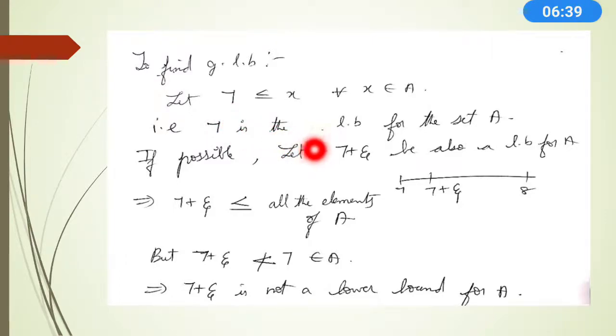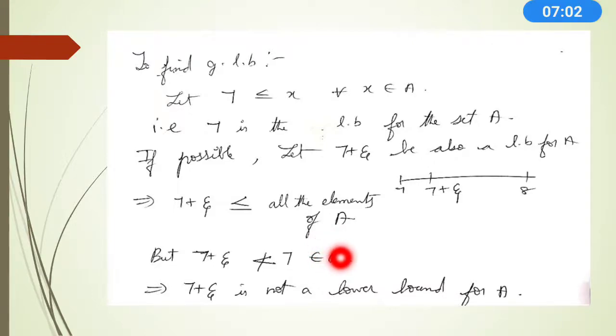Suppose there exists 7 plus epsilon to be the lower bound. Okay, 7 plus epsilon to be a lower bound means 7 plus epsilon will be less than or equal to all the elements of A. But we have an element 7, which is still lesser than 7 plus epsilon, isn't it? So 7 plus epsilon is not greater than 7.